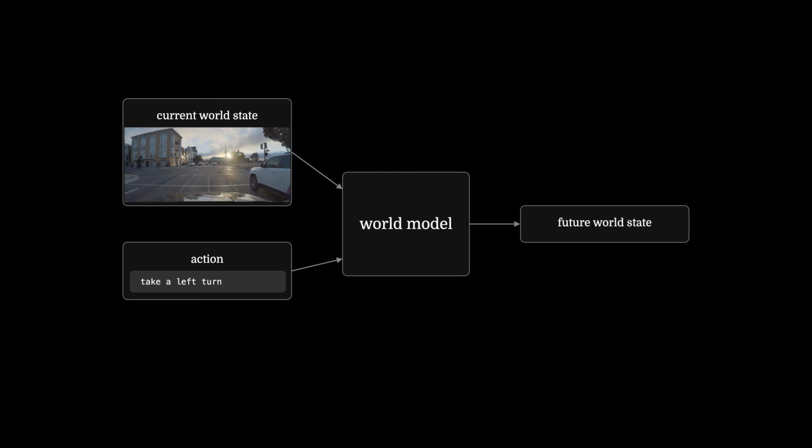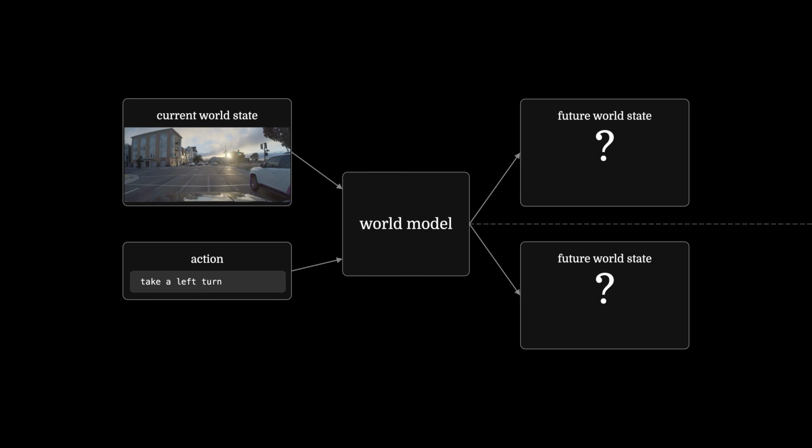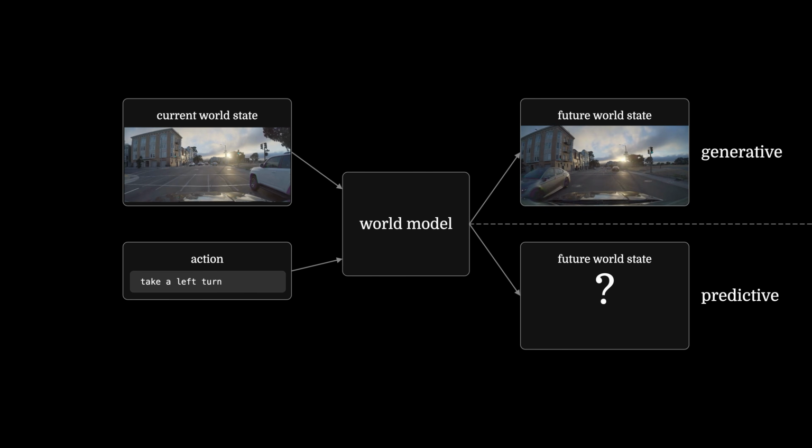The debate happens entirely on the output side, and it comes down to one question. How faithfully should the world model represent the future world state? There are two schools of thought, generative and predictive or non-generative. A generative model outputs the future world state in a human-friendly form, like a fully fledged video.